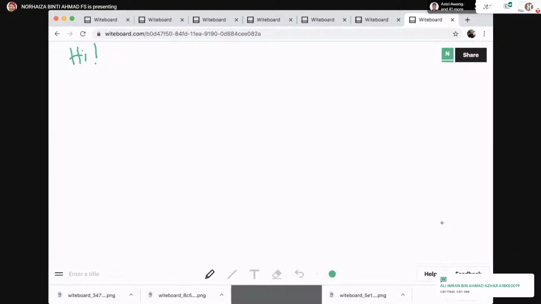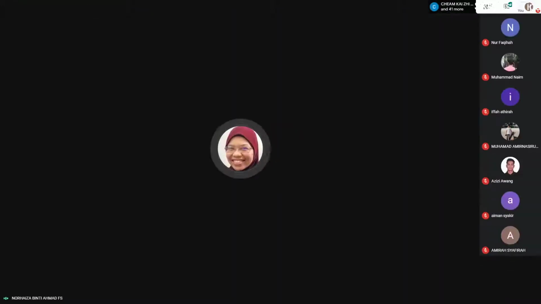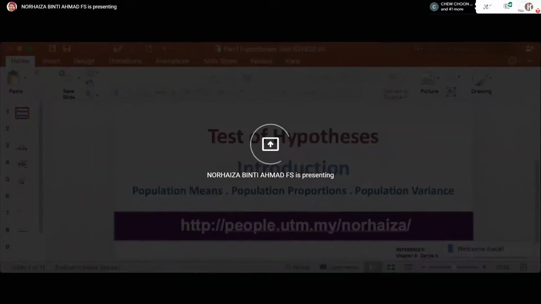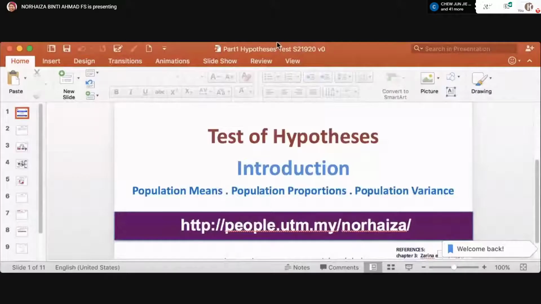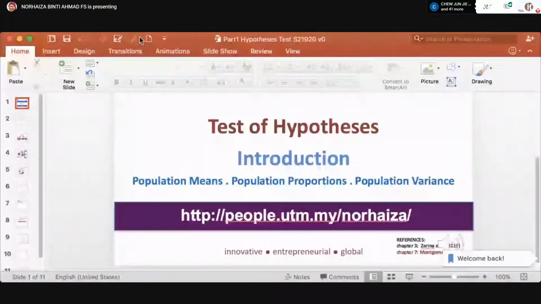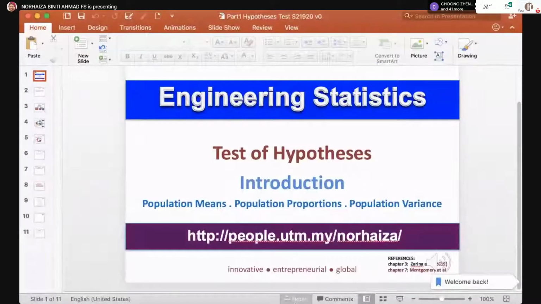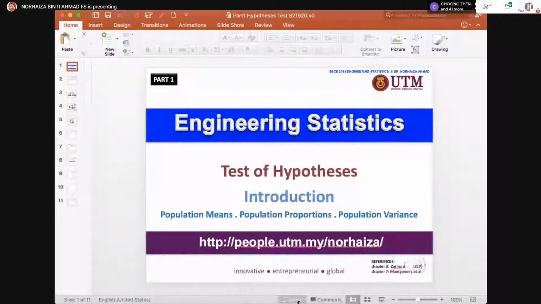All right. So today we're going to go into another chapter, which is on hypothesis testing. For those tests of hypothesis, this will be in chapter 4.